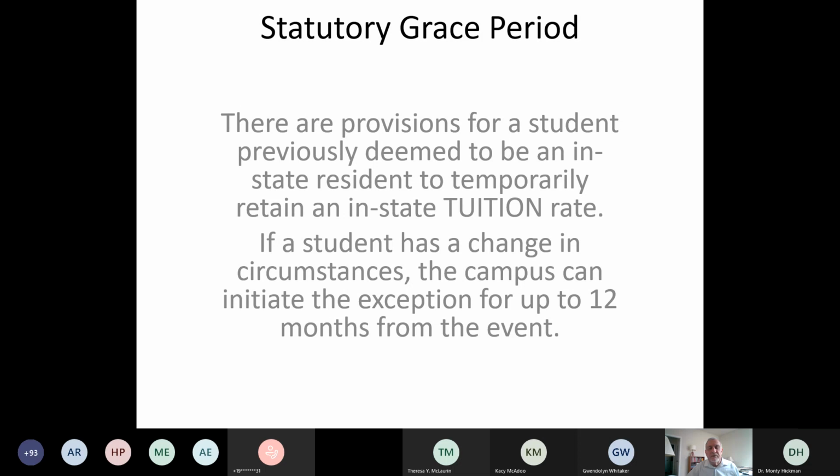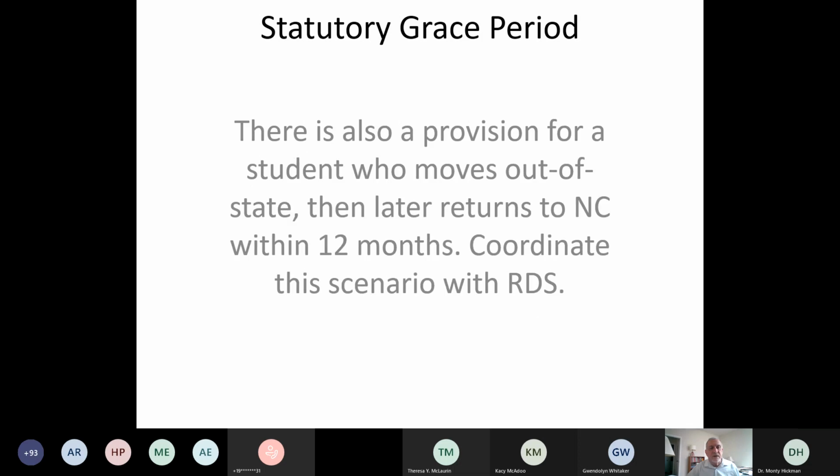There's another provision that's a little trickier that usually RDS has to deal with. If that student moves out of state and maybe they get there and say, oh, I thought I was going to have a good job or something, it didn't work out, I want to come back. If it's within 12 months, and they can show they've started changing things back, then they may be eligible to revert to that in-state without a loss there and not having to meet a new duration requirement. And again, this is all detailed in the book.